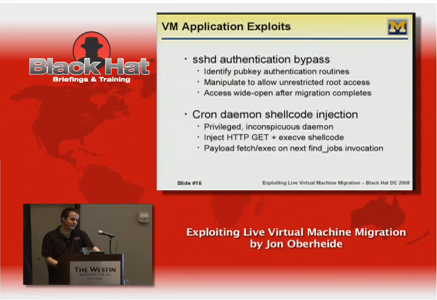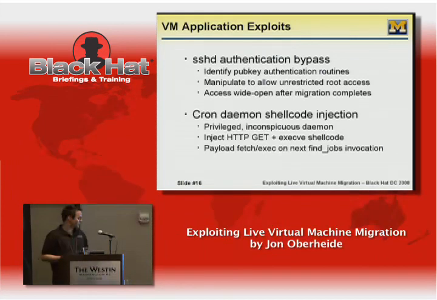So the two attacks that are implemented by Xensploit are rather simple attacks against applications in user space. The first one is bypassing the authentication routines of SSHD. We can manipulate the routines to allow unrestricted root access during the migration, so that when the VM is restored, an attacker can simply gain root access without having to provide any credentials.